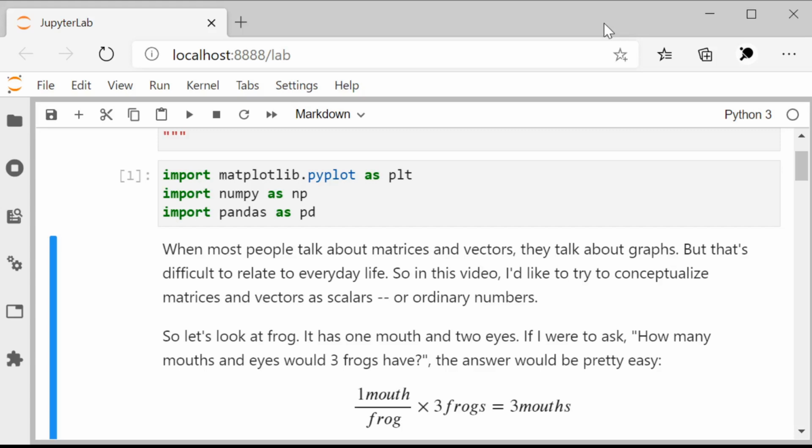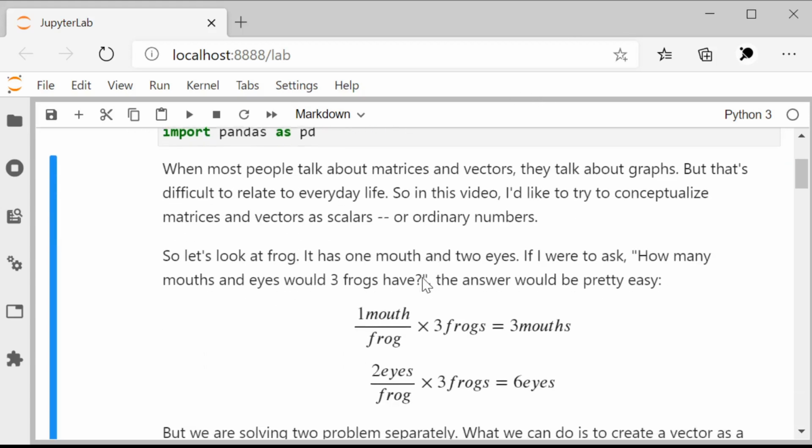So the purpose of this video is to try to treat vectors and matrices as more like everyday objects and more like ordinary numbers, so that we can learn how to use them and make them more easily understandable. So let's get started.